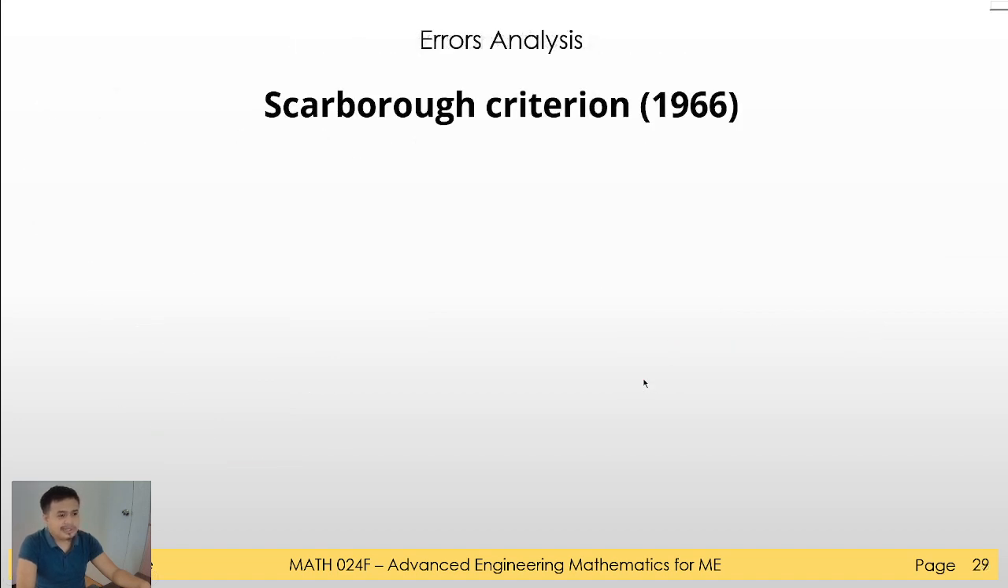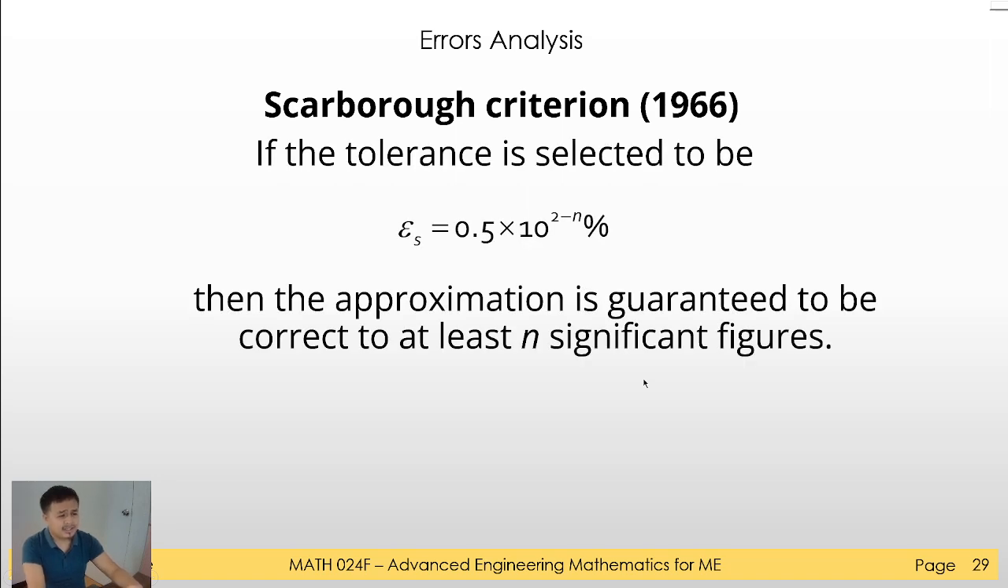All right. So let's say a given equation is unsolvable or it doesn't have a true solution. How do we know if it is correct, or how correct is our approximate solution through numerical methods? One criterion that we could utilize is the Scarborough criterion. The Scarborough criterion is that we introduce a tolerance in the approximate relative error.